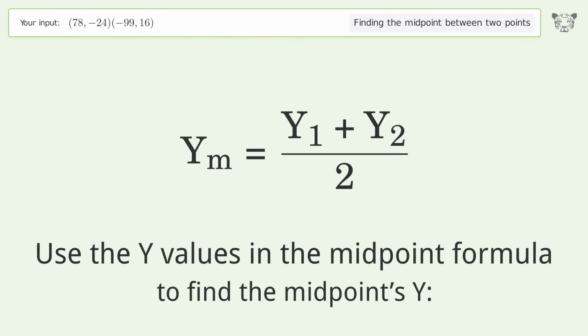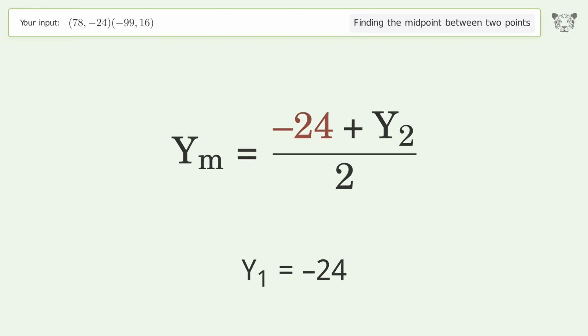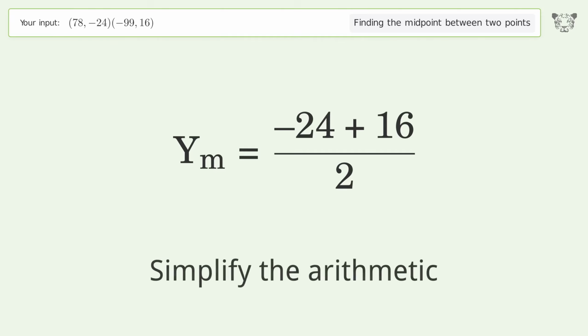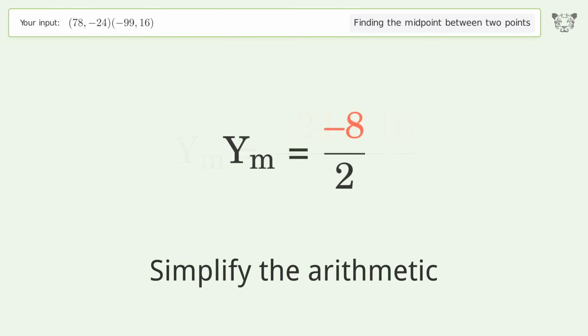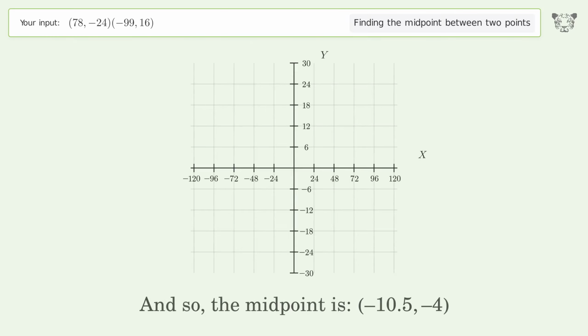Use the y values in the midpoint formula to find the midpoints y. y1 equals -24. y2 equals 16. Simplify the arithmetic. And so, the midpoint is -10.5, -4.